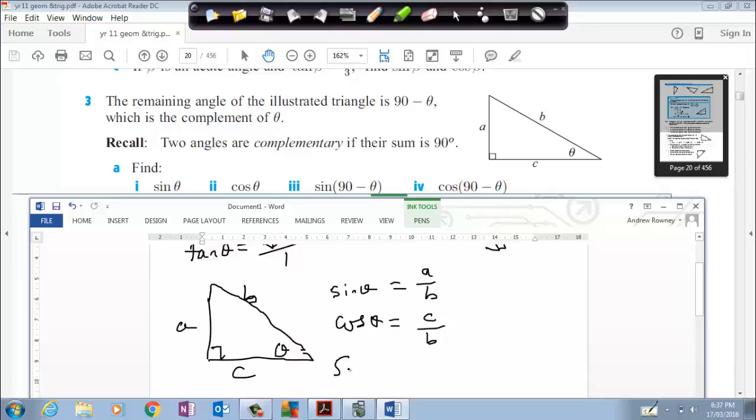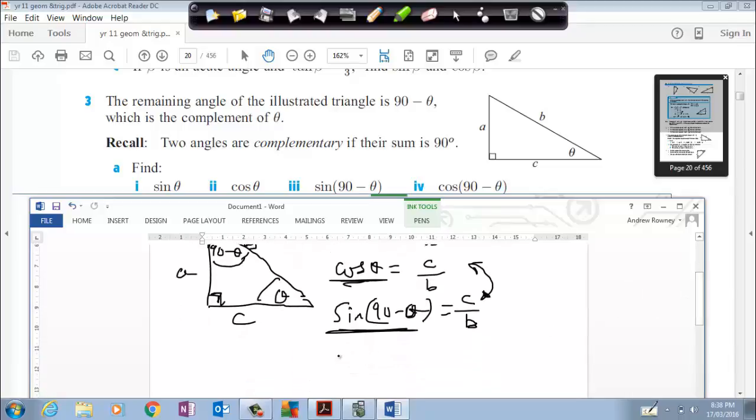Sine of 90 take theta. Now 90 take theta is the angle sitting up here, 90 minus theta, because when you add these two together, they give 90, and 90 plus 90 is 180. So this is 90 take theta in here. So the sine of that, you've got now the opposite is C. So sine of 90 take theta is C over B, opposite over hypotenuse. And we can see it gets the same answer as this one here. So cos theta actually is the same as sine of 90 take theta.